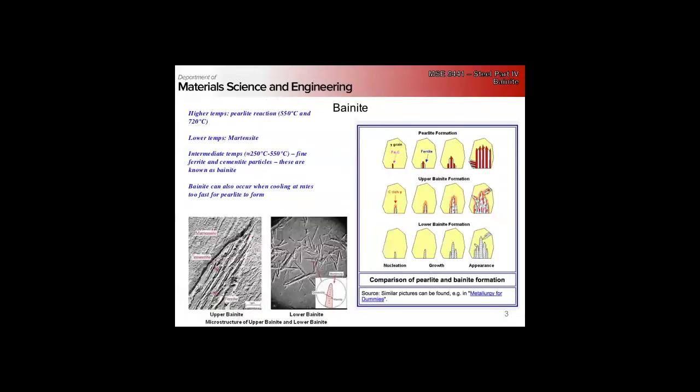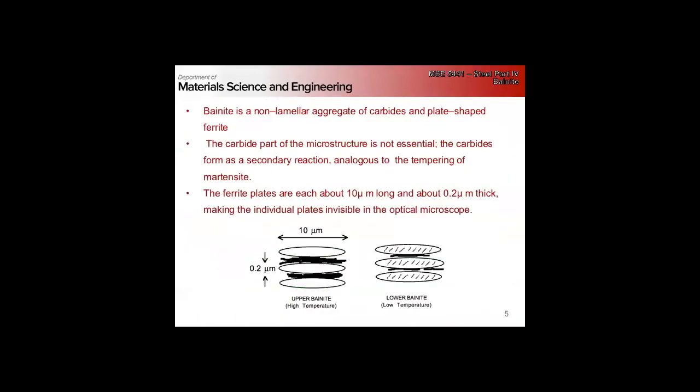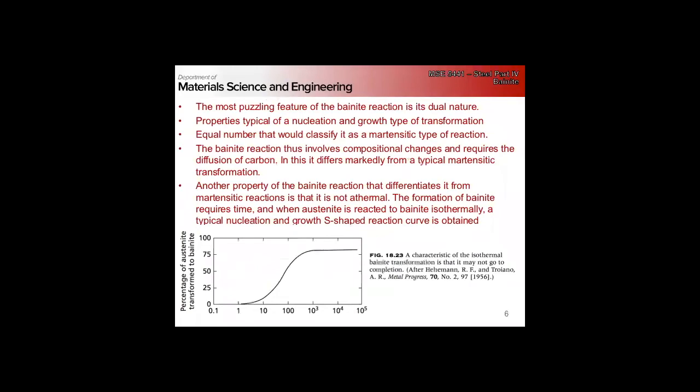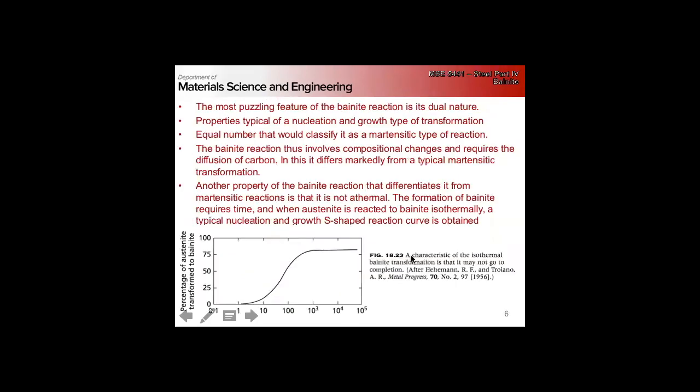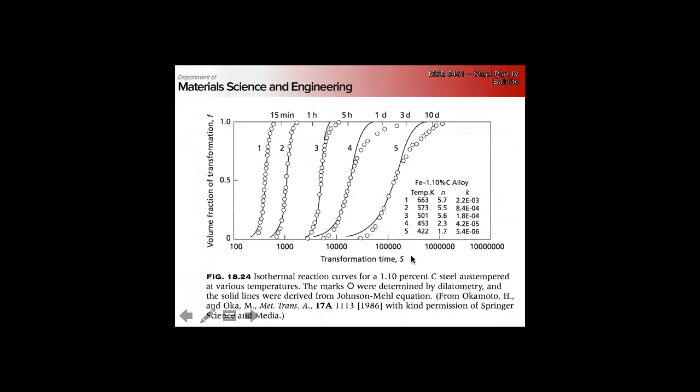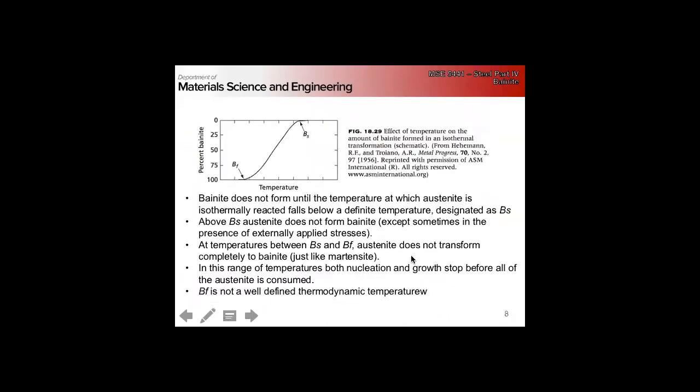Okay, bainite. The key idea here is that bainite may not go to completion. You get these ferrite subunits with carbides in between. For upper bainite, you get the ferrite subunits with carbides in between, and for lower bainite, carbides in between and carbides inside. We have a bainite start and bainite finish temperature.